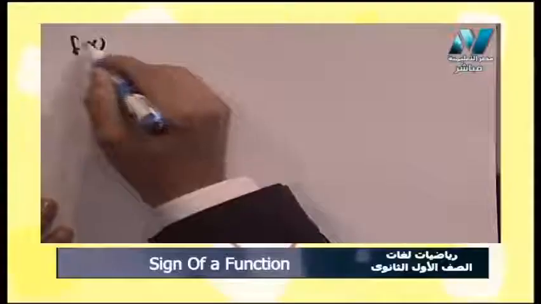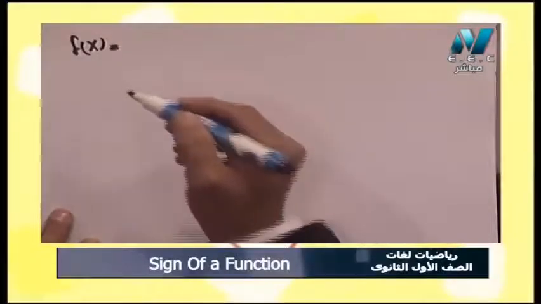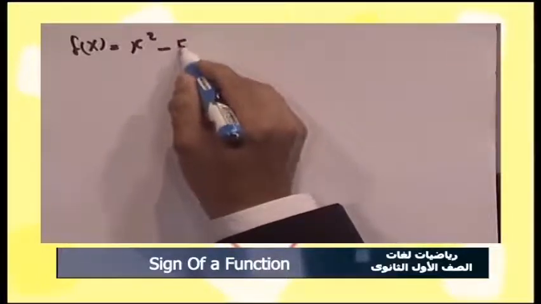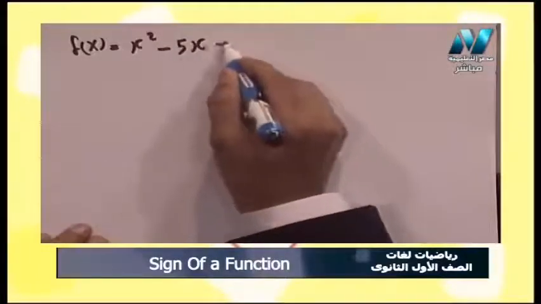Let's discuss some functions here, especially the quadratic function. For a quadratic function, it's important for us to find out where it is positive or negative. So we have another equation here. If we have f of x equals x power 2 minus 5x plus 6.